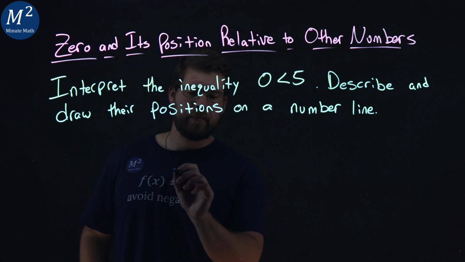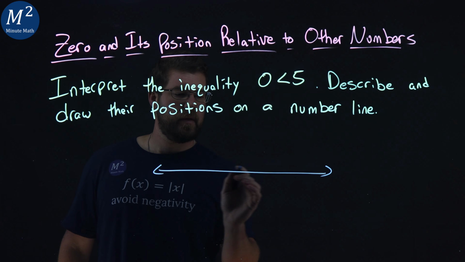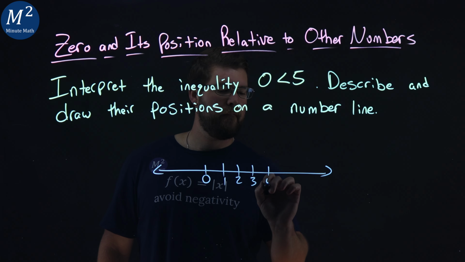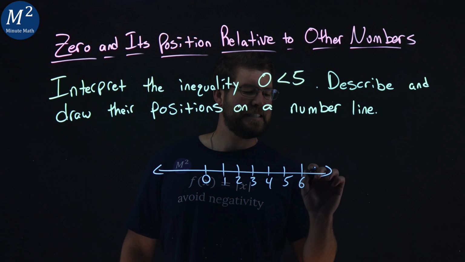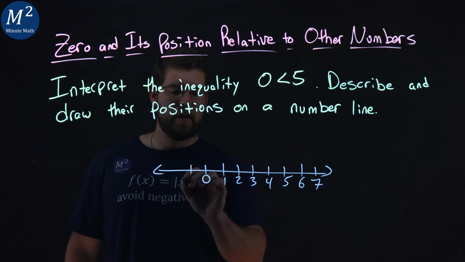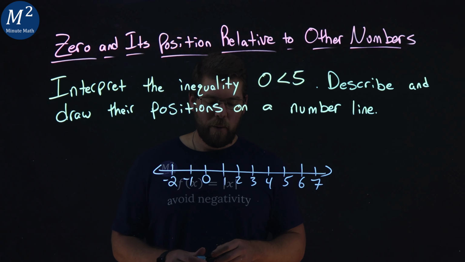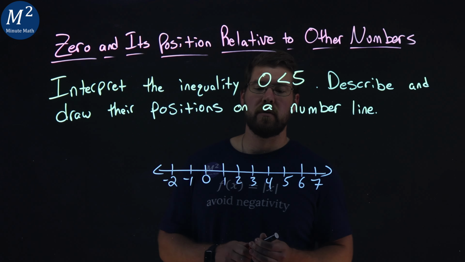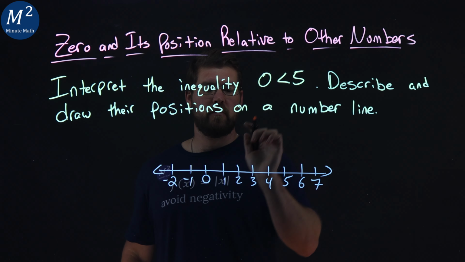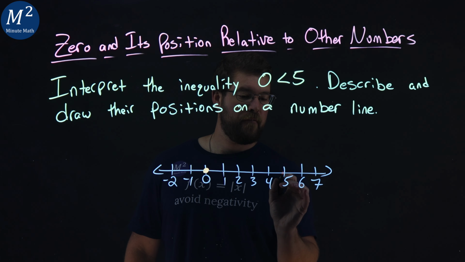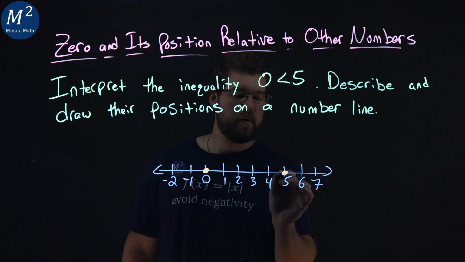Let's get a number line here. We have 0, 1, 2, 3, 4, 5, 6, and 7, -1 and -2. Let's go draw the positions on the number line. 0 first right here. We got the 0, and then we have a 5 right here.